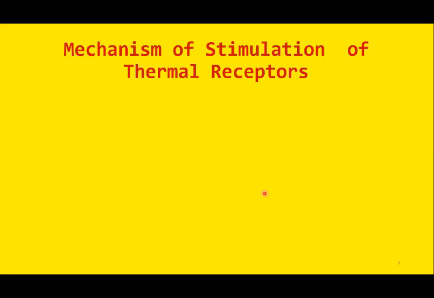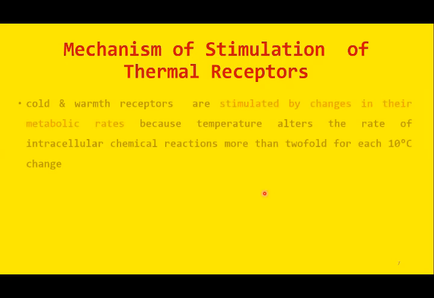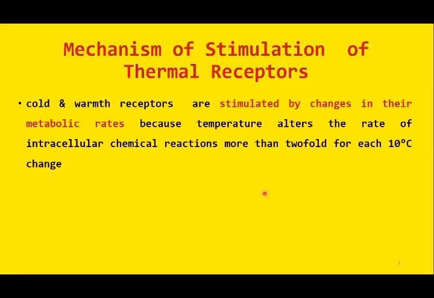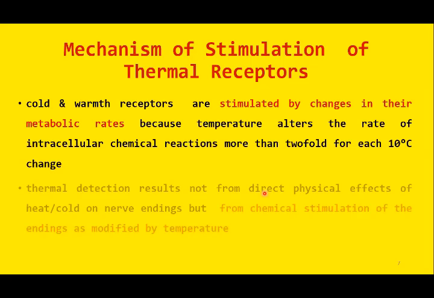So once the stimulus has been detected by these thermoreceptors, how will this stimulus activate the receptors? Or you can say, what is the mechanism behind the stimulation of thermal receptors? Whenever there is a stimulus, whether cold or warm, this stimulus will change the metabolic rate of the receptors, because this temperature change will alter the intracellular chemical reactions. The metabolic rate is changing.